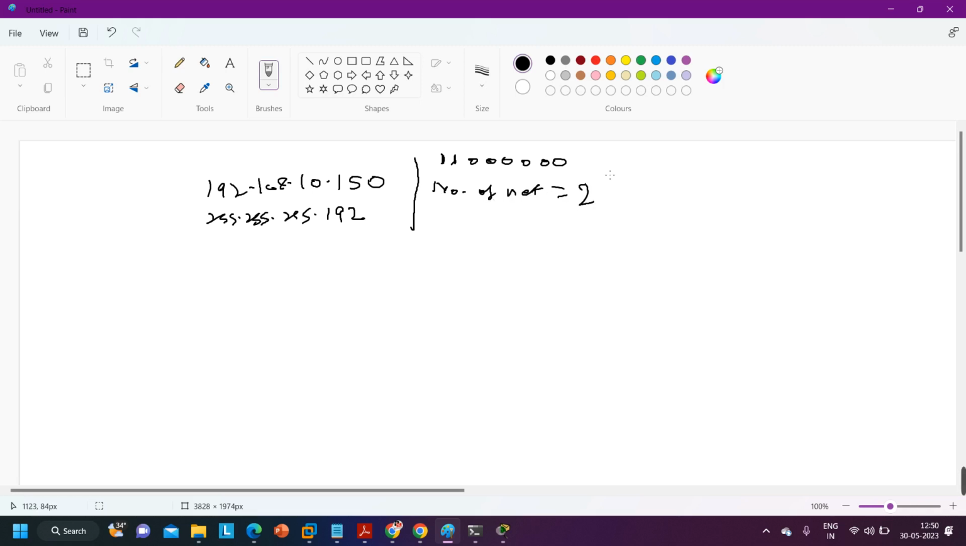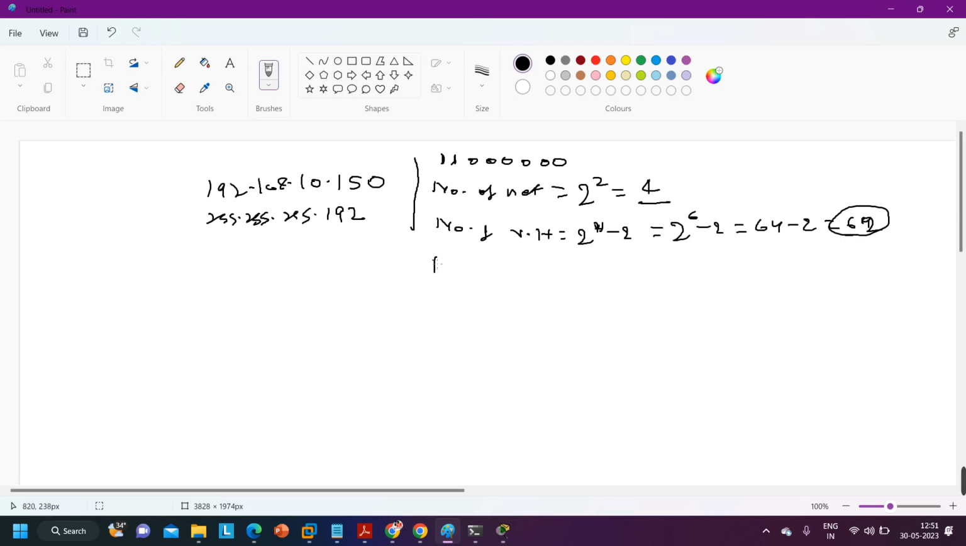So the number of networks will be 2 to the power 2, which is 4. If the number of networks is more, the valid hosts will be fewer. The host bits are 6, so 2 to the power 6 minus 2. 2 to the power 6 is 64, minus 2. This time you will have 62 valid hosts.